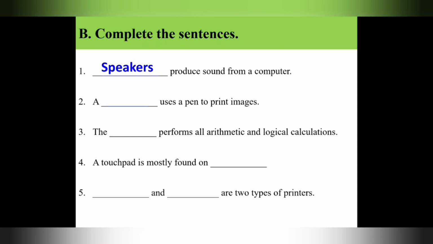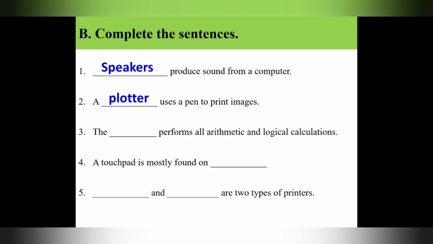Second one, a dash uses a pen to print images. Which one is used to print the images by using a pen? Yes, plotter. A plotter uses a pen to print the images. Third one, the dash performs all arithmetic and logical calculations.